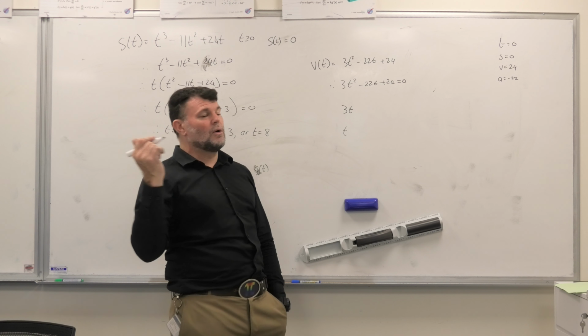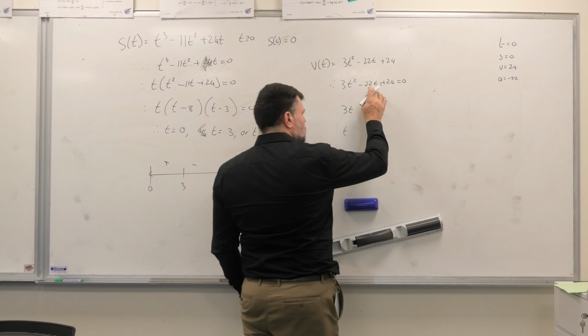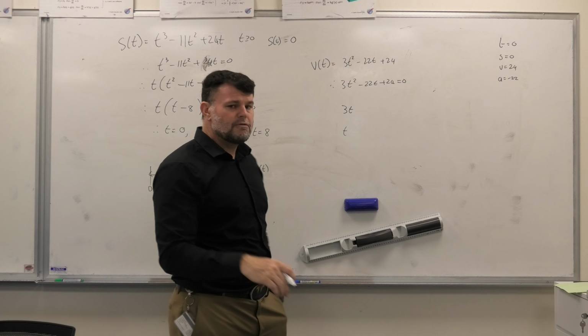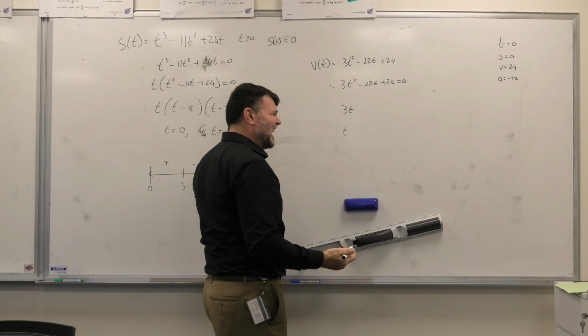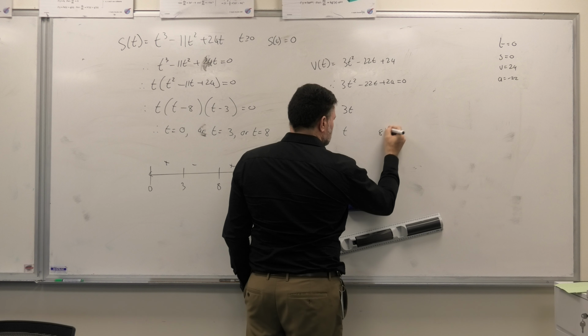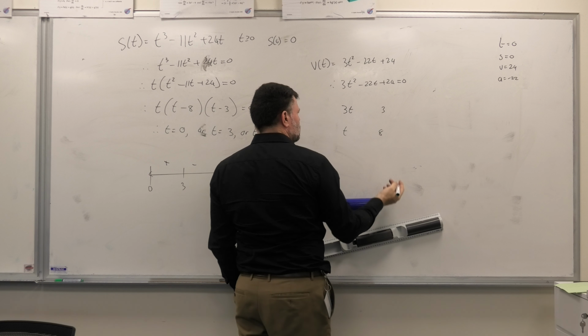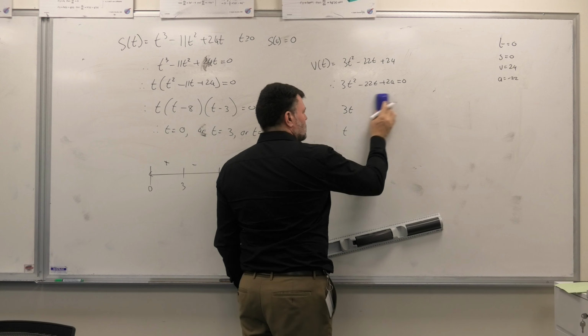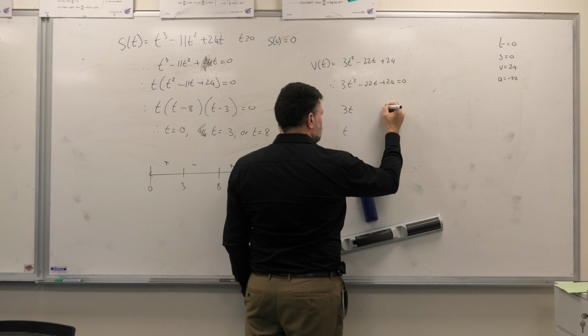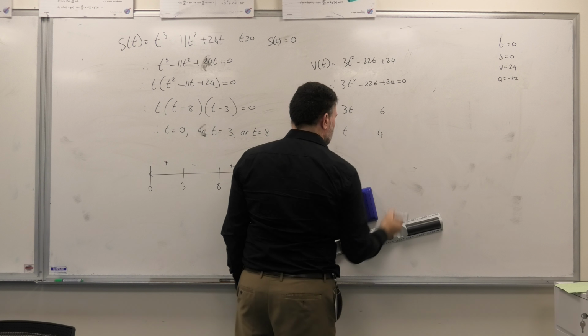1 and 24, gone. There's no way I can add those two to get this. 2 and 12, gone. There's no way I can add those two with these to give me that. 3 and 8, so we could try 3 and 8. Let's do 3 and 8 here. 8 times 3 is 24. Even if I add or minus to that, I'm not going to get 22, so it's out. So let's try 6 and 4.